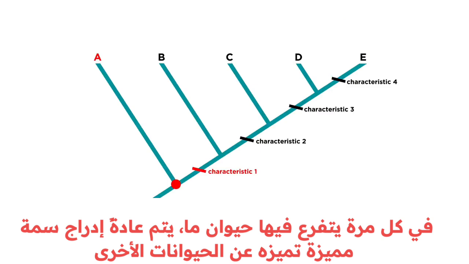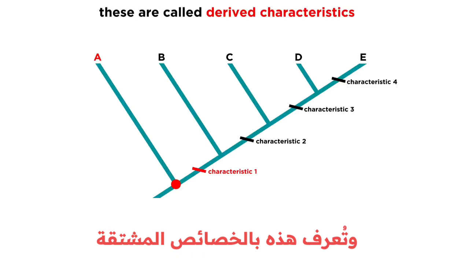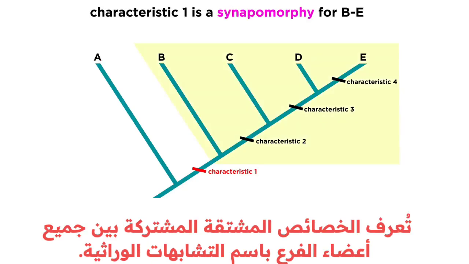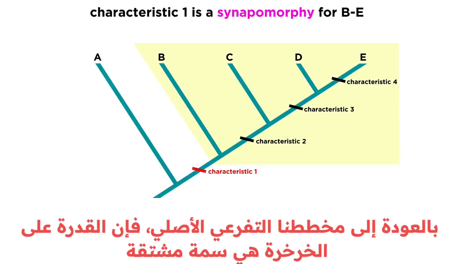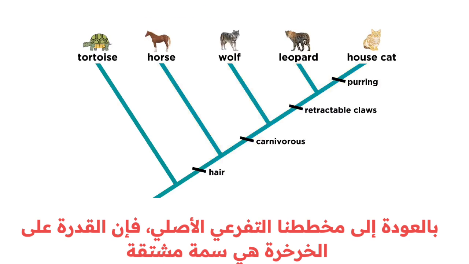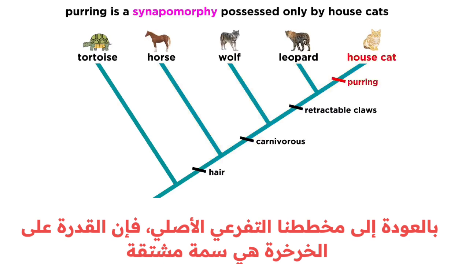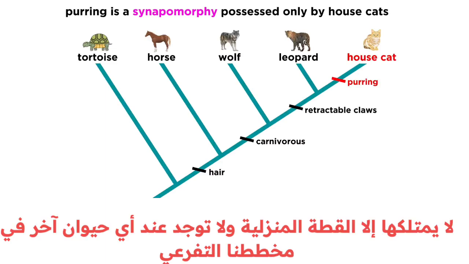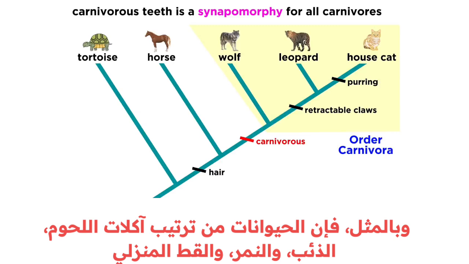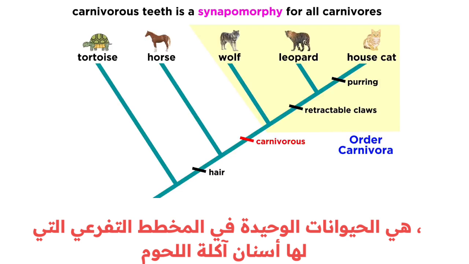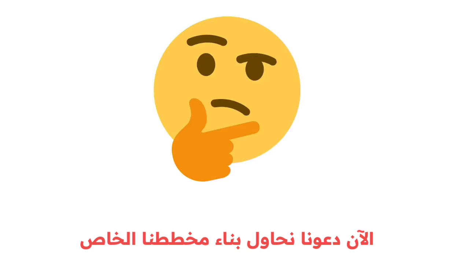Each time an animal branches off, there is generally a characteristic listed that separates it from the others. These are known as derived characteristics. Derived characteristics shared by all members of a clade are known as synapomorphies. Going back to our original cladogram, the ability to purr is a derived characteristic, or synapomorphy, that is possessed only by the domestic cat and no other animal on the cladogram. Likewise, the animals in order Carnivora, the wolf, leopard, and domestic cat, are the only animals in the cladogram with carnivorous meat-eating teeth. Now let's try building our own cladogram.